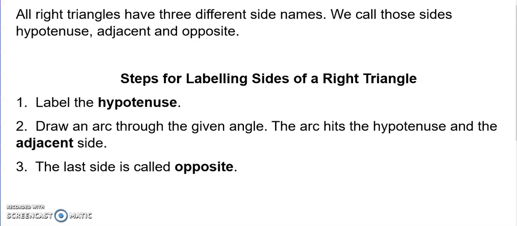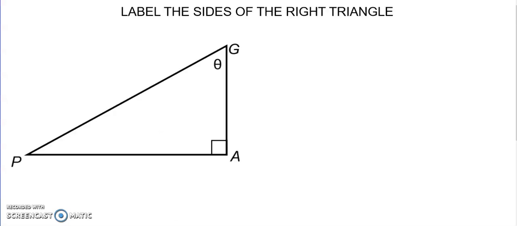I'm going to draw an arc through whatever angle I give you, and that arc is going to hit two sides: the hypotenuse, which we've already found, and the adjacent side. I'm going to show you this in a minute, so don't get too freaked out. And then we call our last side, the side we haven't labeled, the opposite side. So it looks like this.